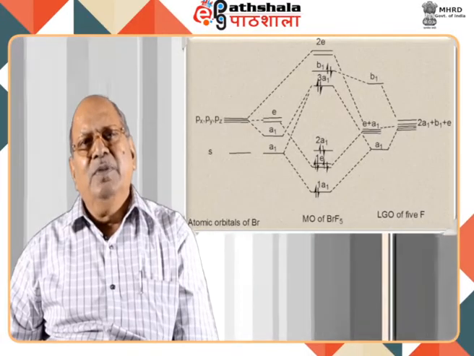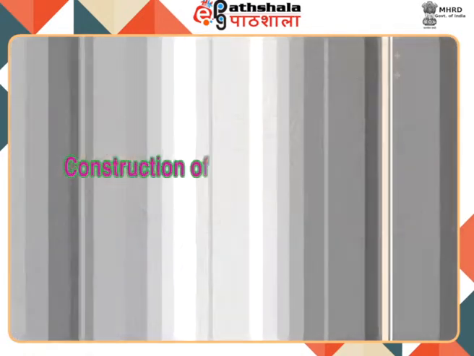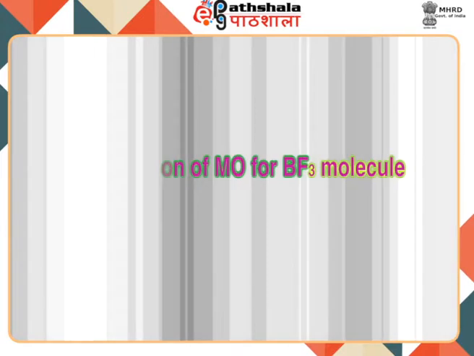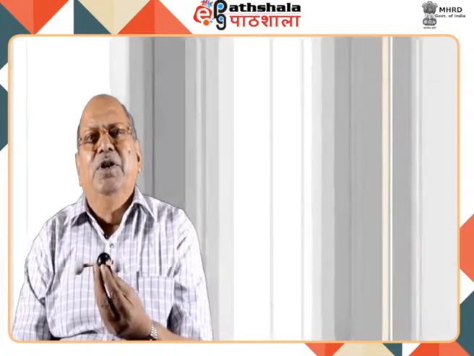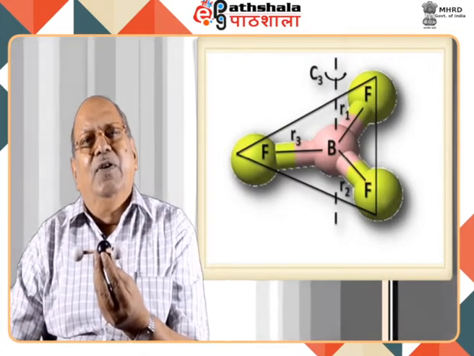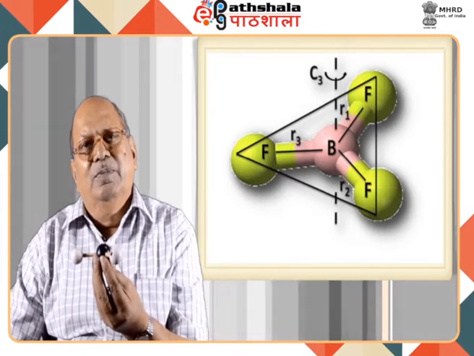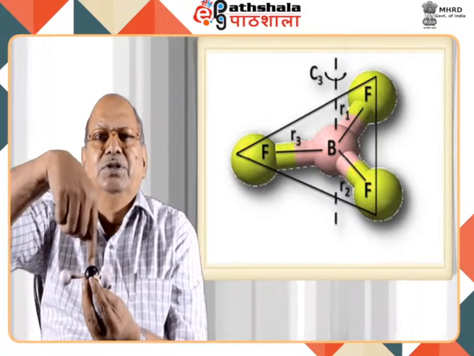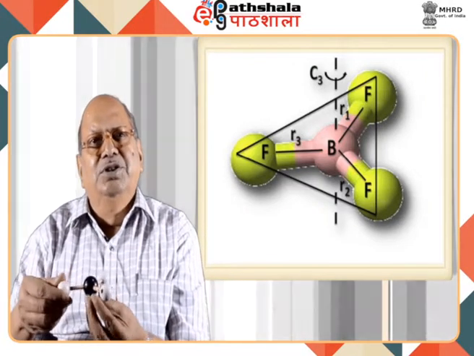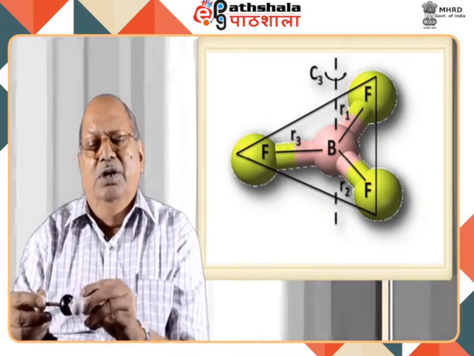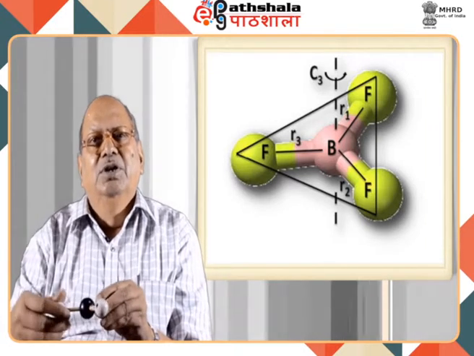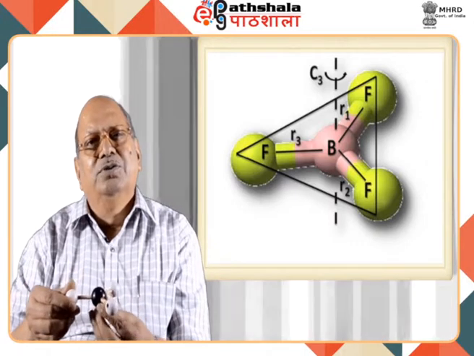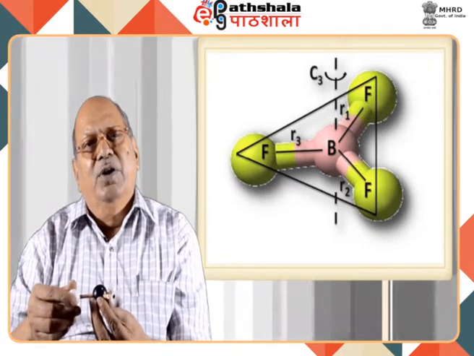Now, a similar procedure can be discussed in the construction of the BF3 molecule. We take the BF3 molecule and find the point group for this molecule. You have learned in the earlier modules it contains a C3 axis and there are three C2 axes, one along this, another along this, another along this, and it has a sigma h in it. So, the molecule belongs to the D3h point group.